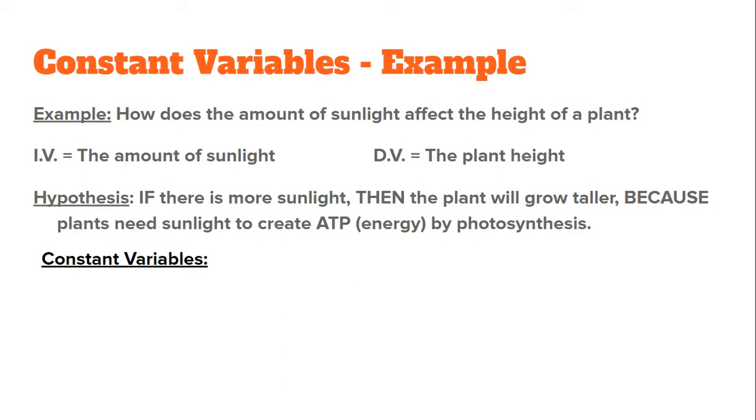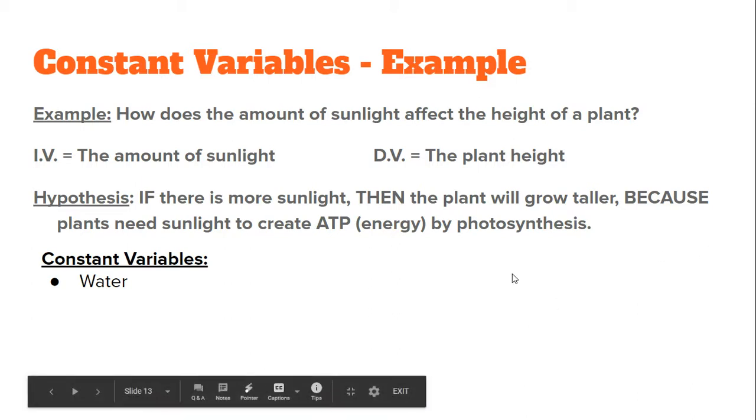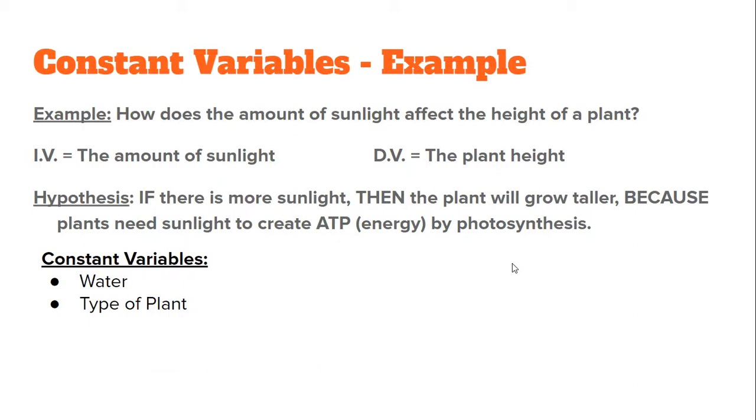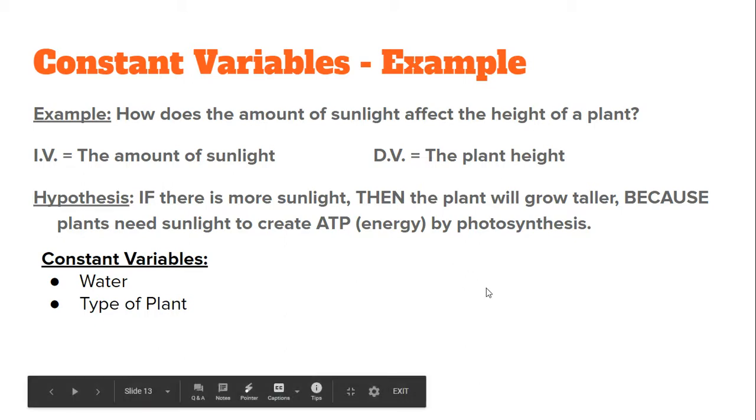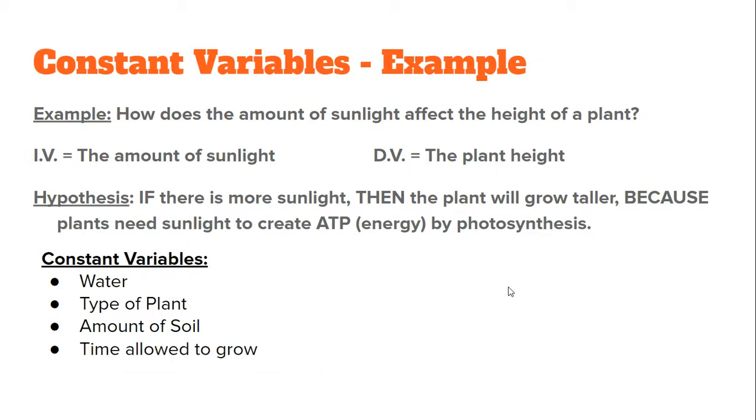Some examples might be the amount of water. If you give the plants different amounts of water, could you really say for sure that it was the sunlight that changed their height? If you had different types of plants, if you had a sunflower for lots of sun and you have a green bean plant for less sun, can you really say that the height is a fair comparison? The amount of soil that's in each container, or possibly the time that you allow them to grow. Are there any other things you can think of?